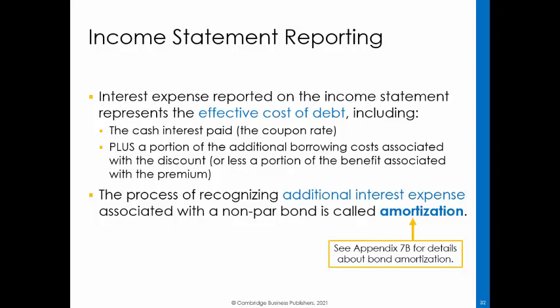This reduction is called amortization, and the discount amortization results in additional interest expense in the income statement. Thus, the amortization causes the total interest expense to be greater than the cash interest payments for a discount, and the opposite is true for bonds and notes issued at a premium. The total interest expense is less than the cash interest paid. Consequently, the interest expense on the income statement each year represents the effective cost of debt, including both the cash interest paid plus a portion of the additional borrowing cost, or less a portion of the benefit of a premium.